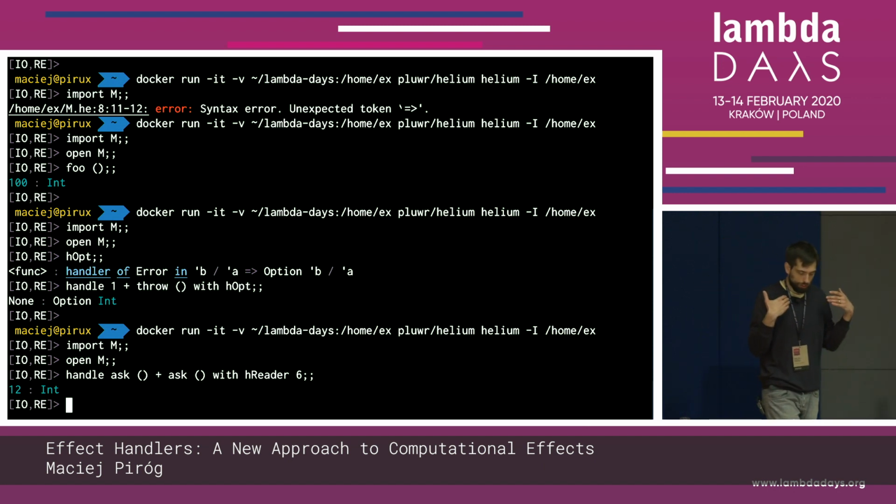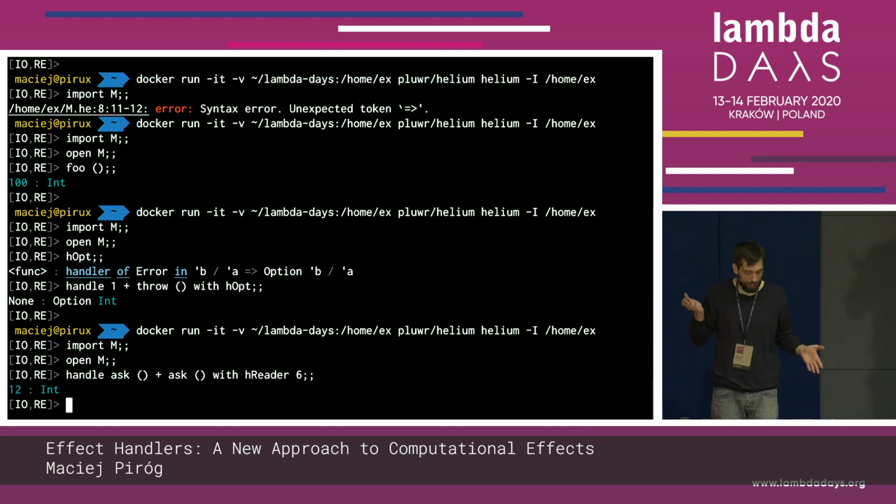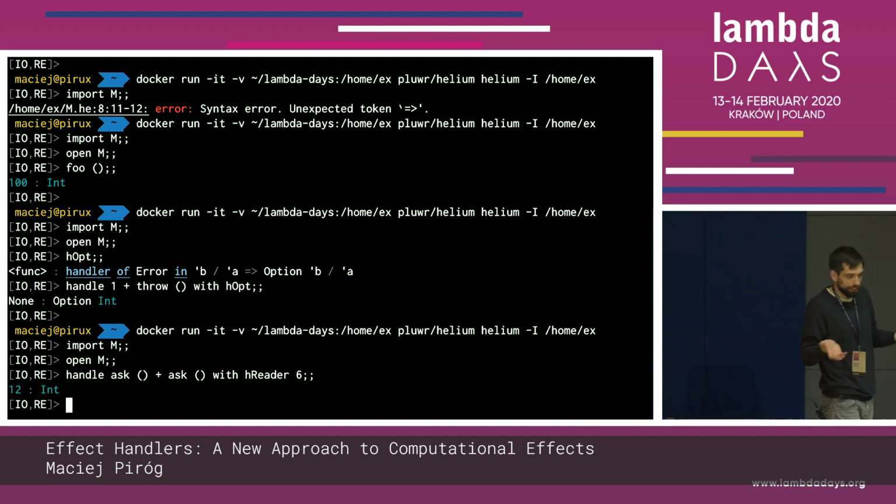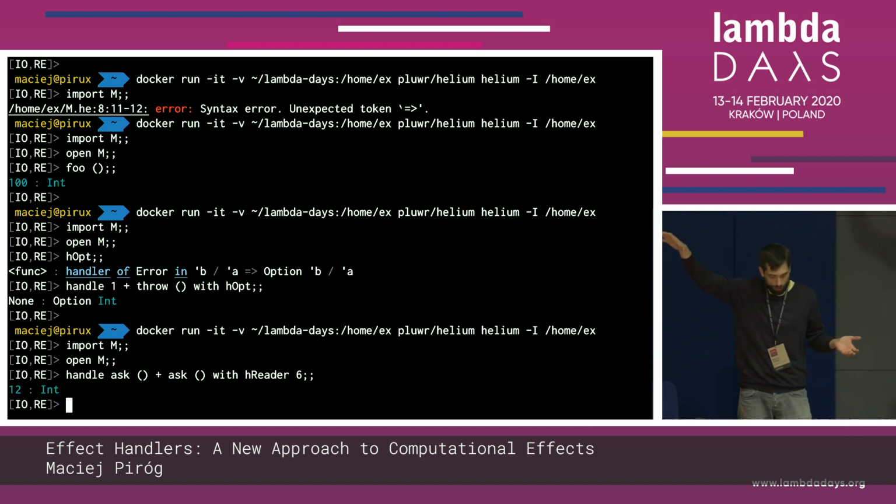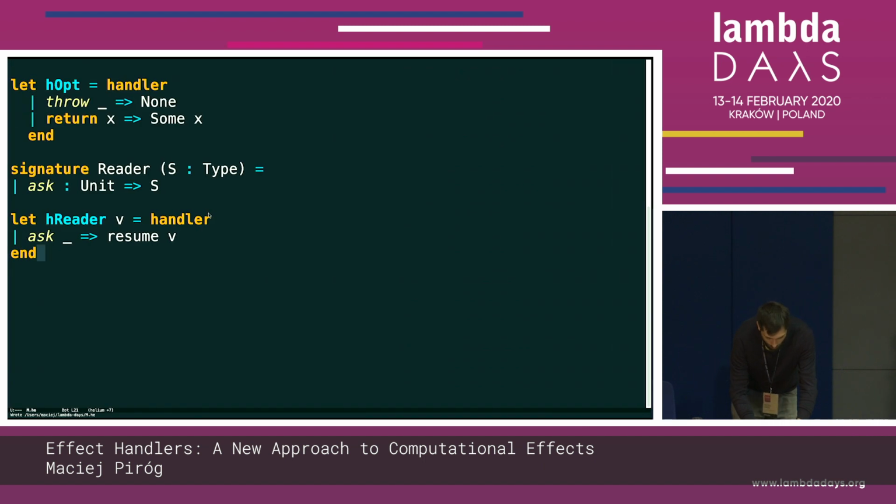Right, so I just defined exceptions and then the reader effect. And as you can see, I just use this effect in direct style. I just put the operations in the code and not in any monadic do notation or anything. Okay, something more interesting.